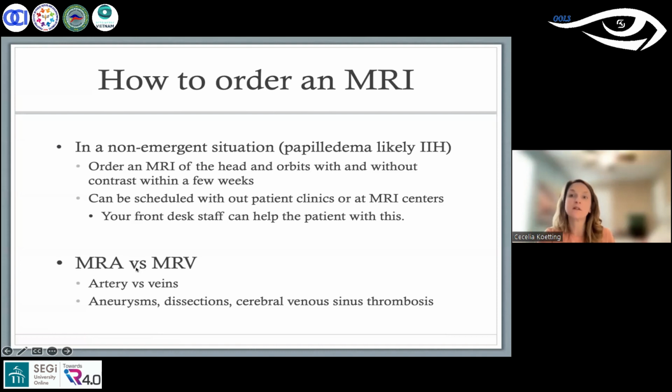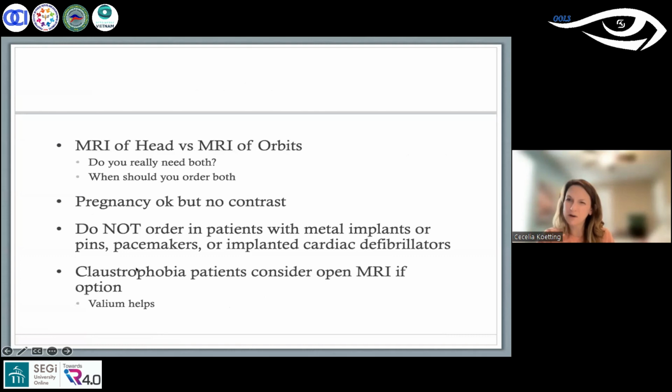So if I'm ordering one specifically to look at the arteries and the veins in the brain, I'm going to order an MRV. And specifically, we order those in situations where we're concerned for aneurysms, dissections, or possible cerebral venous sinus thrombosis. So more often than not you're not ordering those. Those are a secondary. Most of the time you'll actually order an MRI of the head or the orbits. And then if you have nothing there and you think that it is vascular, you order an MRV.